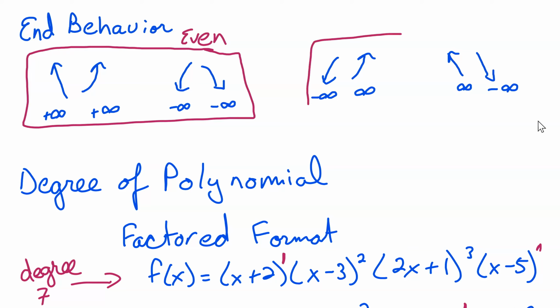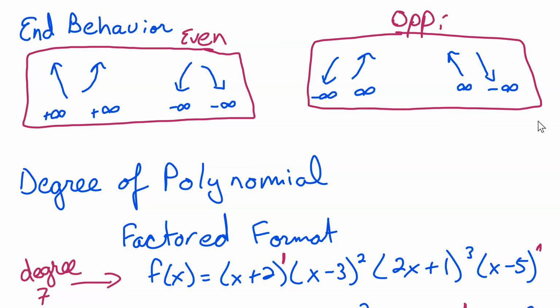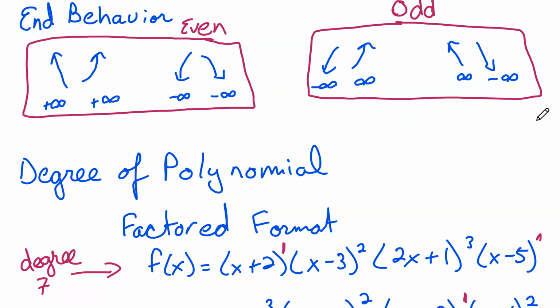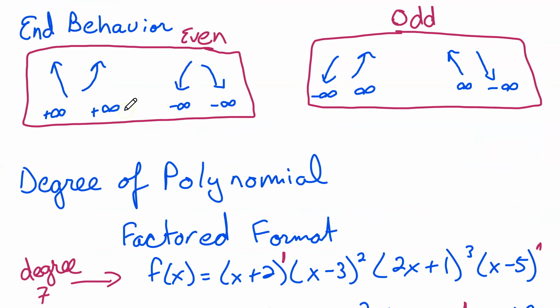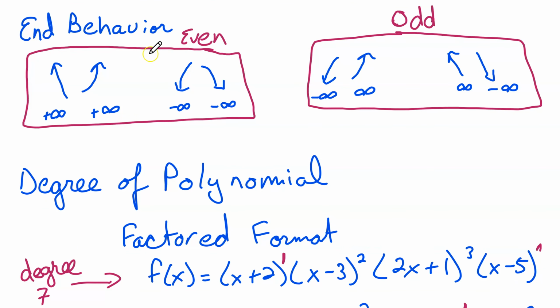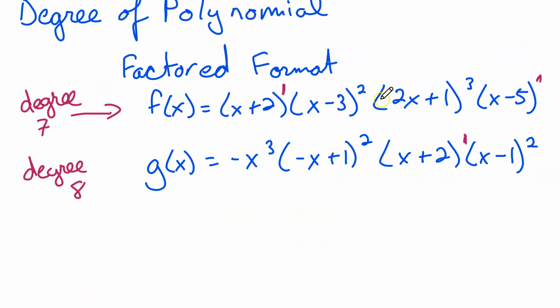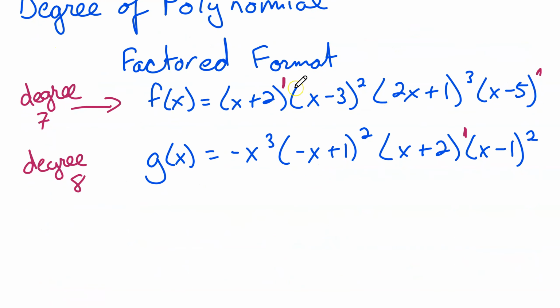An odd degree means we're going in the opposite directions. We're going to be going in opposite directions. Now, it doesn't matter if it's in factored format or if it's in standard format. The degree, even versus odd, will tell us these things. But if we're in factored format, we're adding up the exponents.